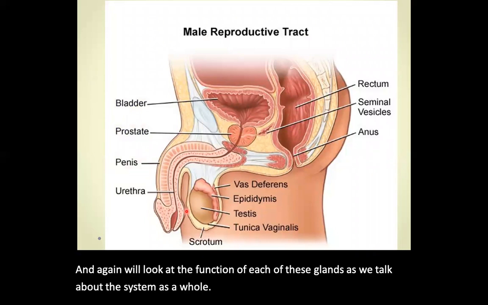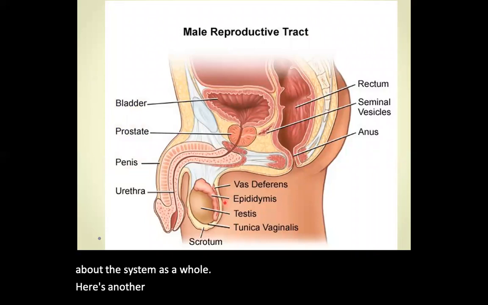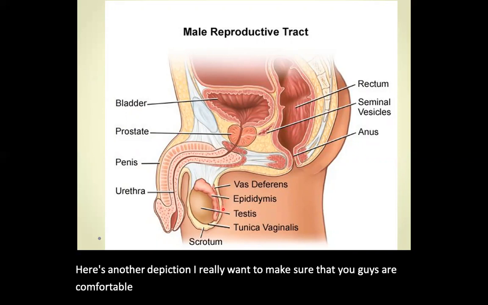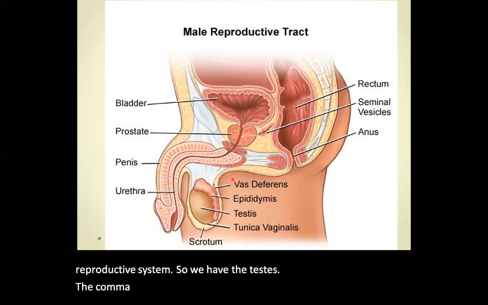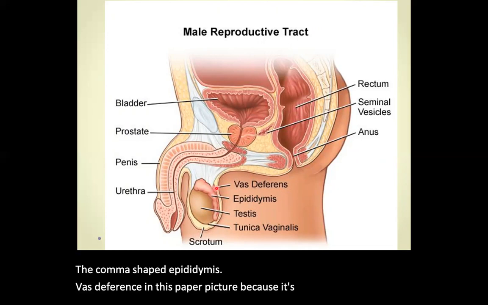Here's another depiction. I really want to make sure that you guys are comfortable with identification of the structures as we go through the reproductive system. So we have the testes, the comma-shaped epididymis. The vas deferens in this picture, because it's a lateral cut, is not visible.